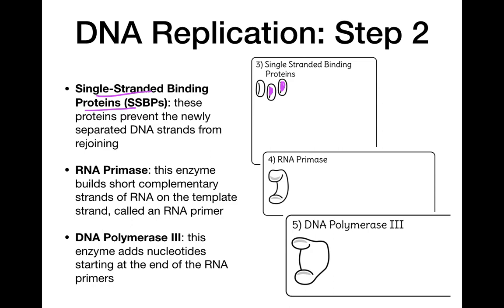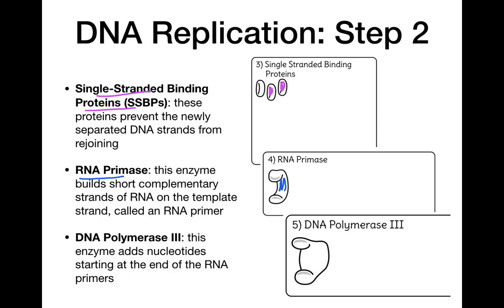RNA primase, this is a big one for HLs, as well as polymerase 3. So primase looks like this, and this is going to make an RNA primer, hence the name RNA primase. And it's just a short sequence of 3 or 4 bases that helps get our polymerase enzyme started to replicate the DNA.